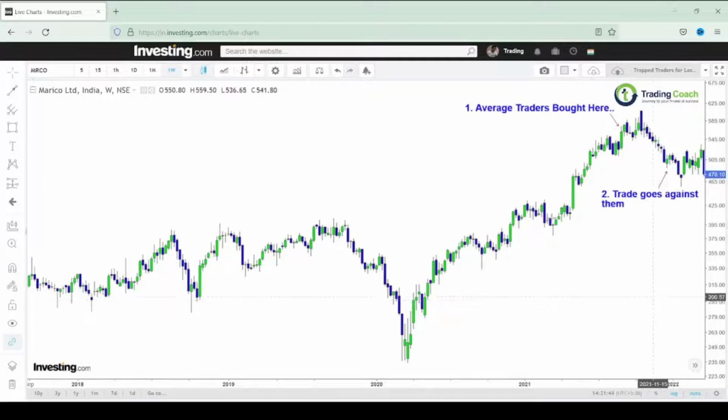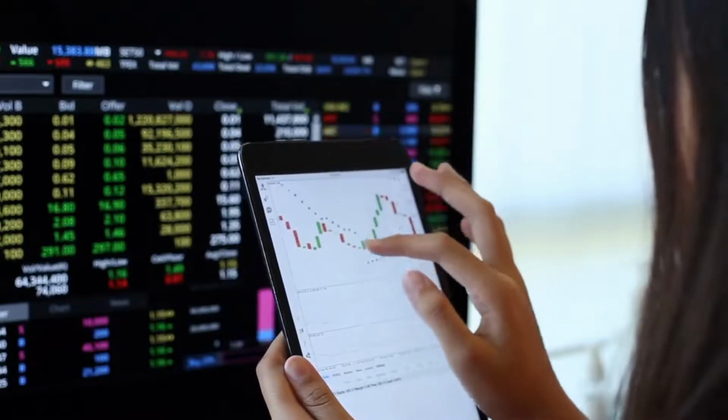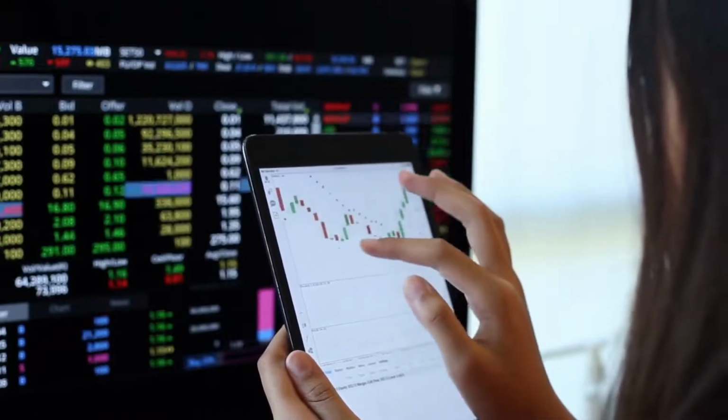So the average traders who bought here, right after they buy the stock, after a couple of months, the trade goes against them. So what should they do now? Well, there are two different options, right? The first thing is, they can exit the trade, right? They can take some losses and exit from the trade. They can look for other opportunities.